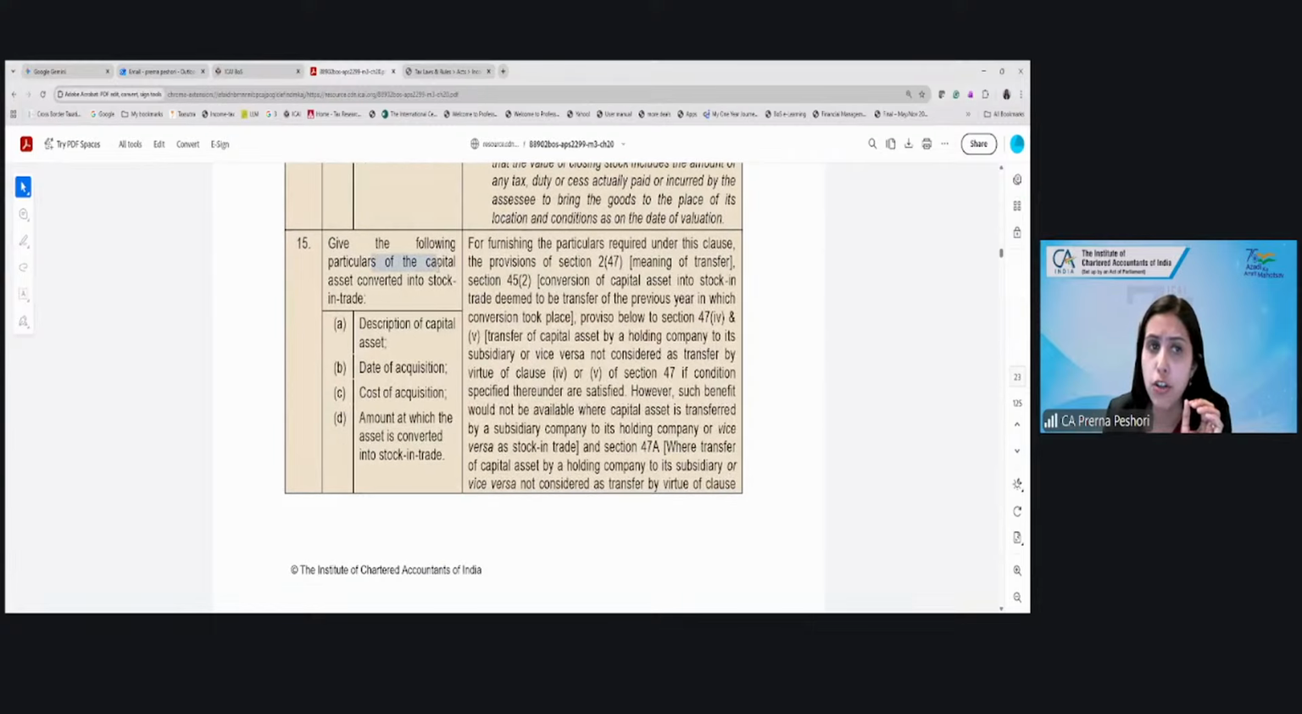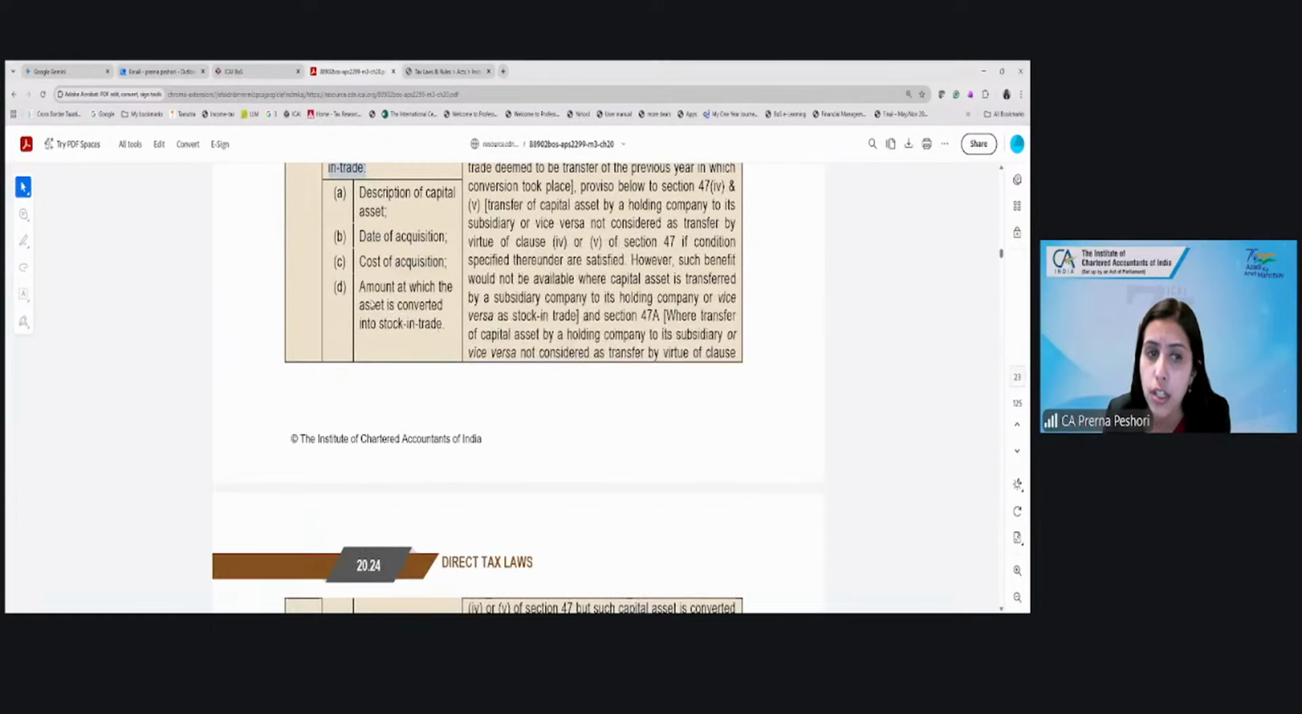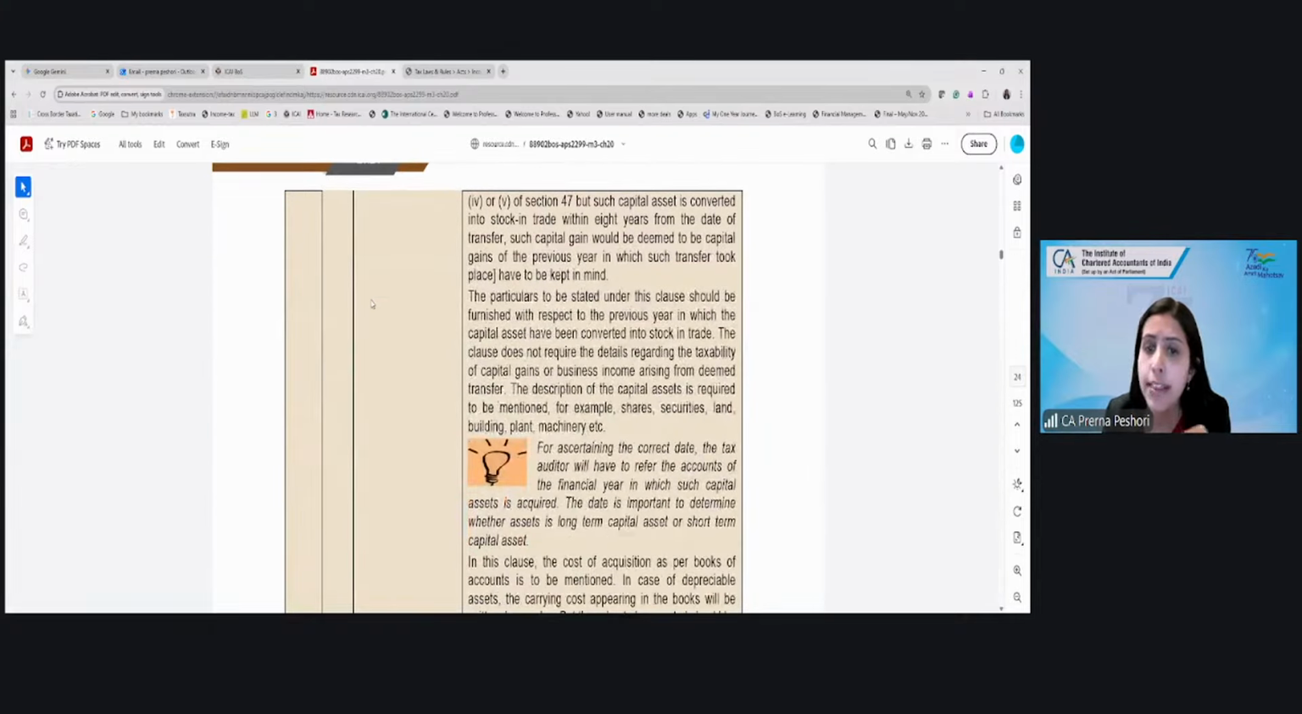Then particulars of the capital asset converted into stock in trade, right? So you have to give the description of the capital asset, what was the date of acquisition, what was the cost of acquisition, amount at which the asset is converted into stock in trade, right? So how do you get this information?